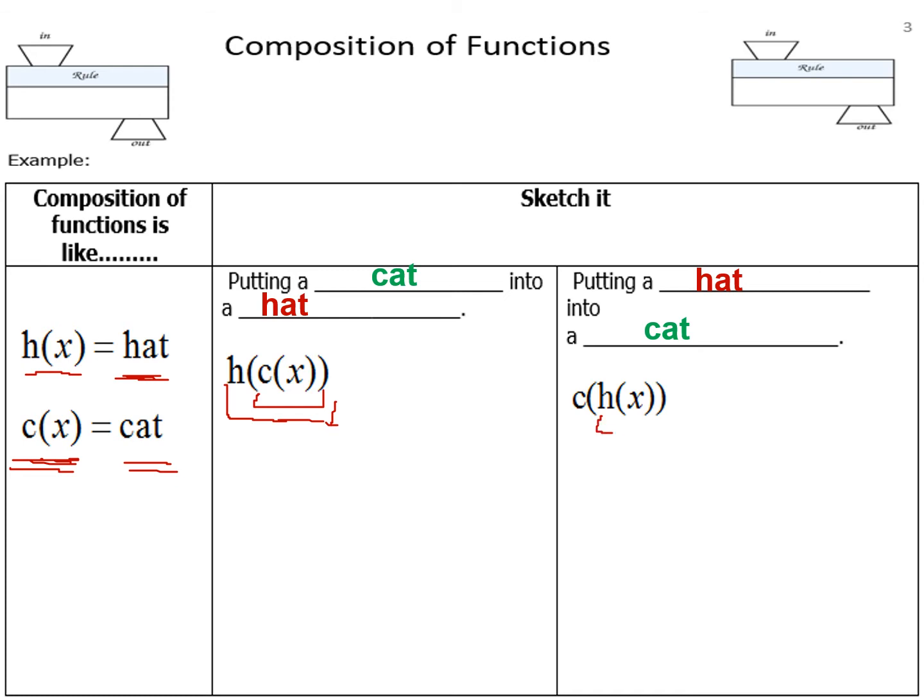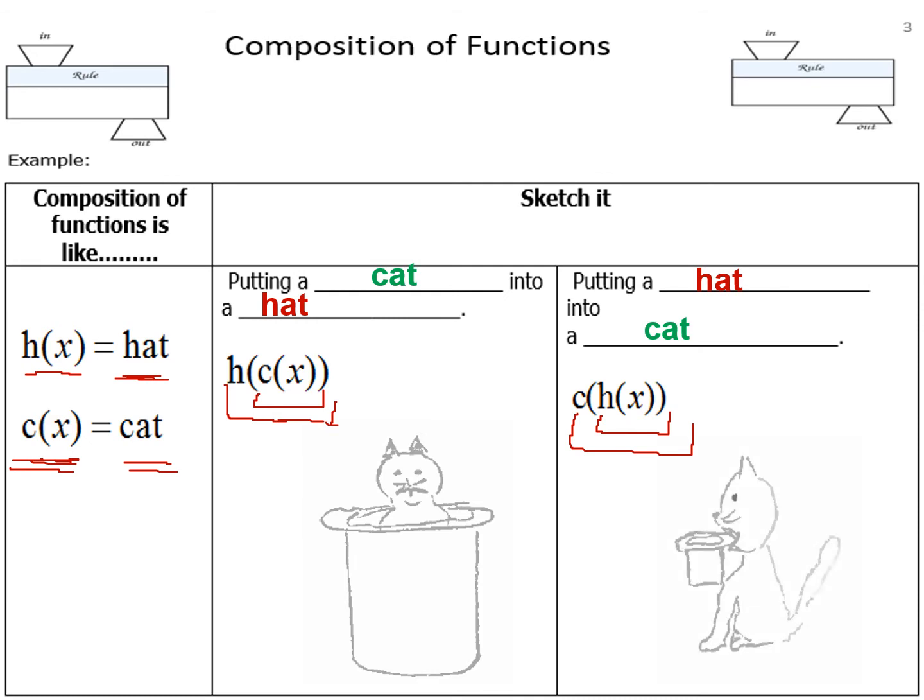Here, what are we going to start with? We're going to start with a hat, and we're going to put it in a cat. Let's see what happens. Here is the cat. He's been put in a hat. Here is the hat that's trying to go inside the cat. So this is just a funny thing to help you remember what composition functions are. So let's get started with the math. That was just a fun little exercise to do.